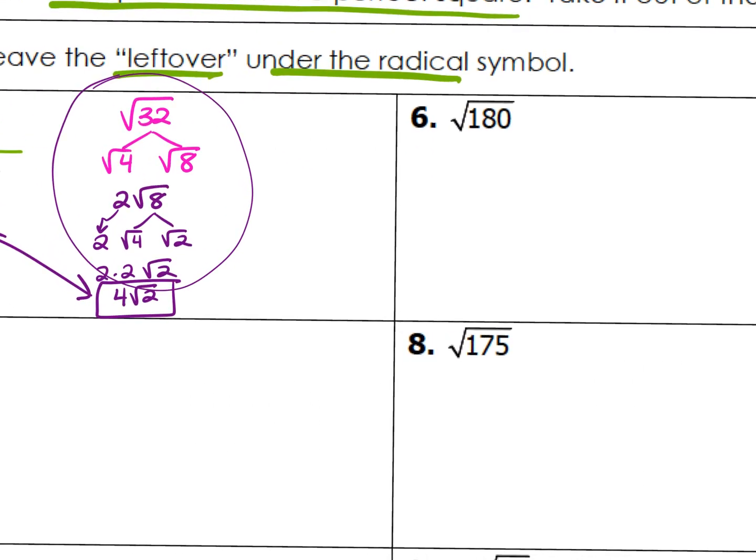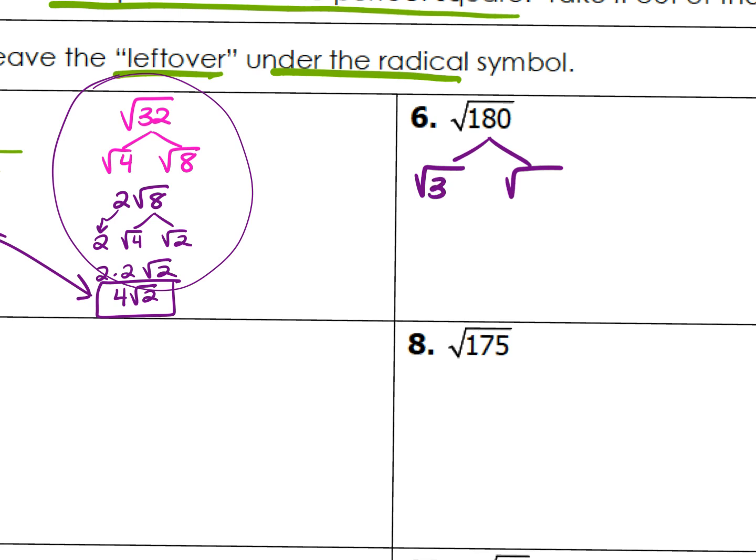Square root of 180 is another good example of this. Did you find a perfect square? Can you find a perfect square that 180 is divisible by? Do you remember how to do this in your calculator? 180 divided by 100, 180 divided by 81, 180 divided by 64. You just keep dividing by the next perfect square. Which one works? 36.